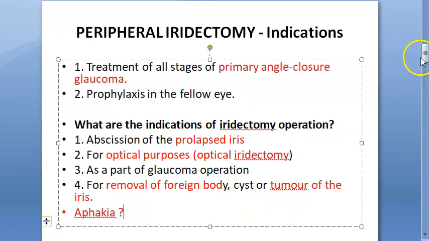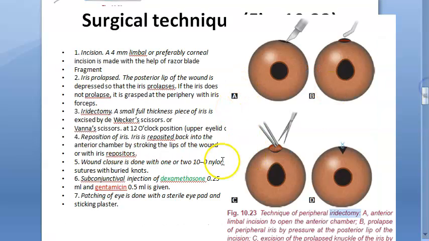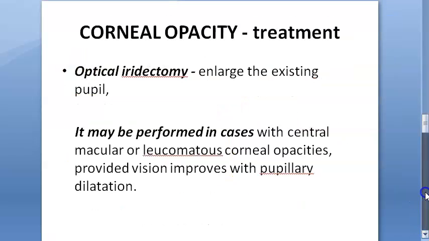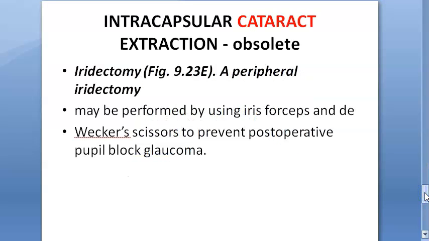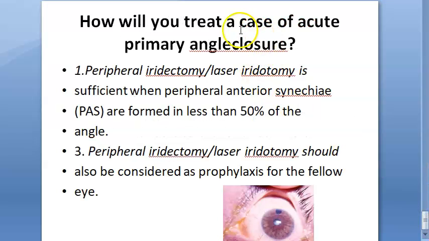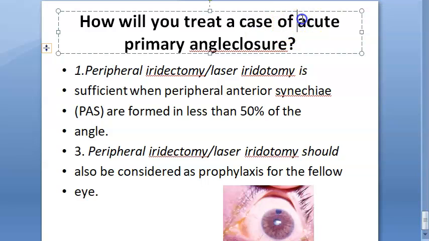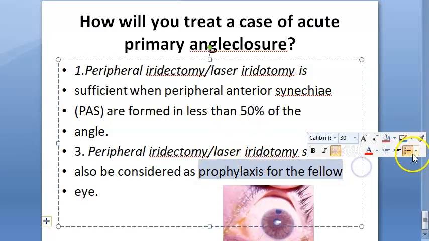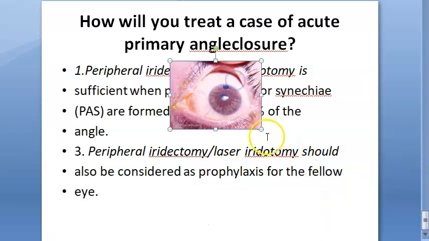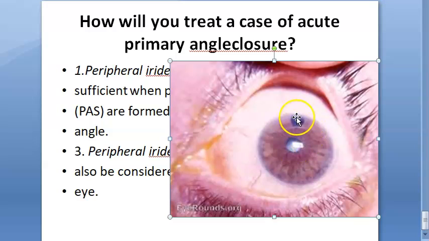So now where are we? Surgical technique we finished. Then what did we see? How do you treat a case of acute primary angle closure? We told you there are many things. Of them, some are peripheral iridectomy, and even in the fellow eye, prophylactically.